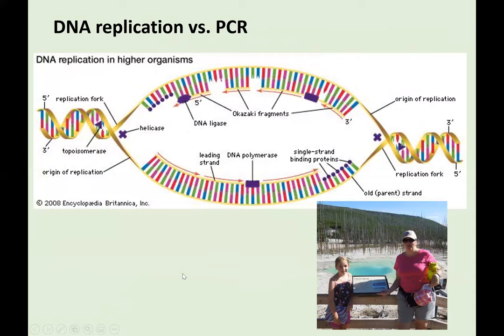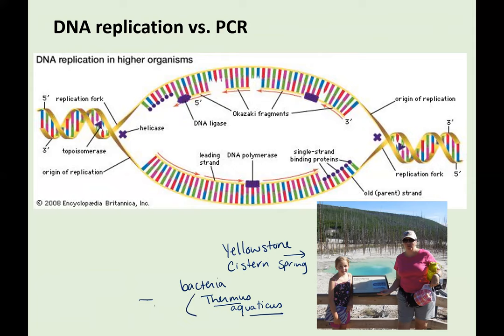And this is a picture of me and my youngest daughter, Jessica, who is now 17, but still has that iPad, at Yellowstone. This is the Cistern Spring. I totally geeked out because this is where the bacteria Thermus aquaticus was discovered. Thermus aquaticus, you may have heard of it called Taq. This is the DNA replication enzyme, the DNA polymerase, used in PCR.